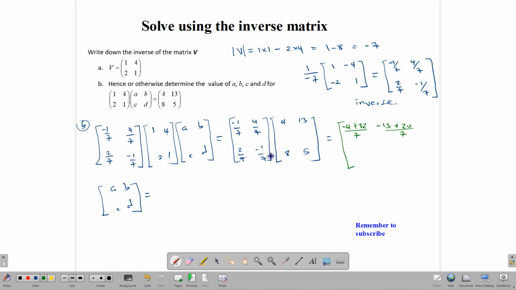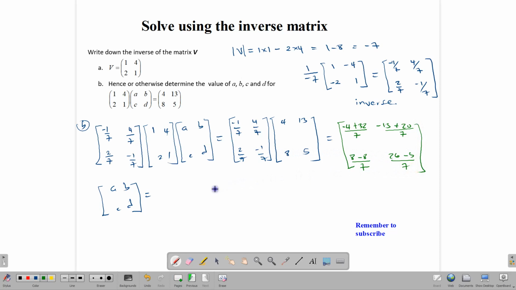Next, we have this row multiplied by this column. So 2 times 4 gives us 8. And 1 times negative 8 gives us negative 8. All of that over 7. And 2 times 13 gives us 26. And 1 times negative 5 gives us negative 5, all over 7.